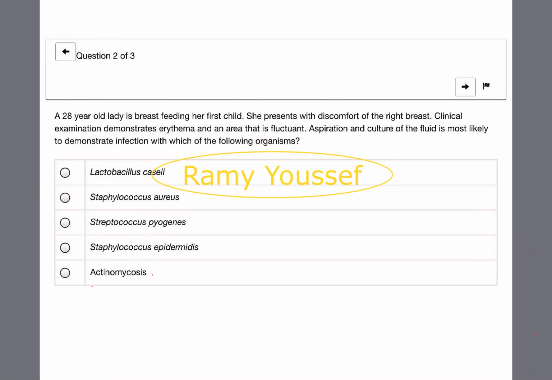A 28-year-old lady is breastfeeding her first child. She presents with discomfort on the right breast. Clinical examination demonstrates erythema and an area that is fluctuant. Aspiration and culture of the fluid is most likely to demonstrate infection with which of the following organisms? Lactobacillus casei, Staphylococcus aureus, Streptococcus pyogenes, Staphylococcus epidermidis, actinomycosis. Discomfort, breast, erythema, and fluctuation, so this is maybe an abscess.